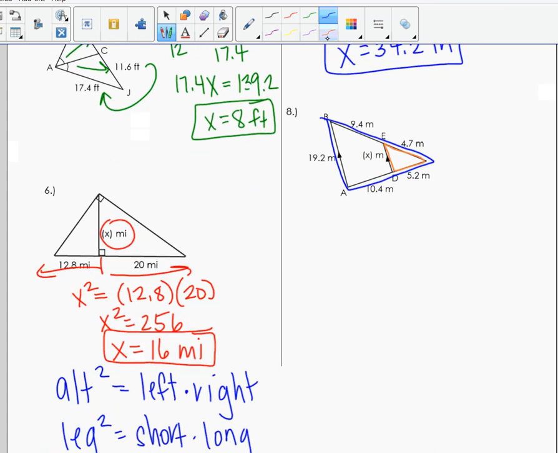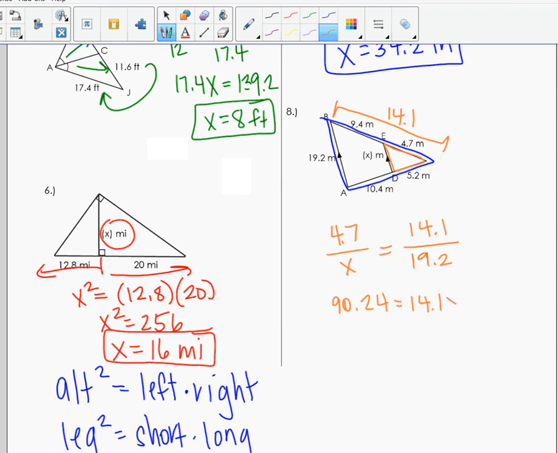You are going to want to look at this as 4.7 over x equals, you want the entire side, so you have to add those together. When you add those together, you get 14.1. So then it would be 14.1 over 19.2. So if you're going to be using the bottoms, you need to look at it more like similar triangles and not triangle proportionality. Okay, so we cross multiply there, we get 90.24 equals 14.1x. You divide, and that x value is 6.4 meters.